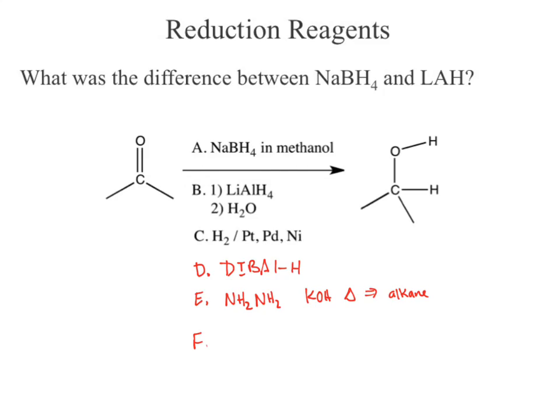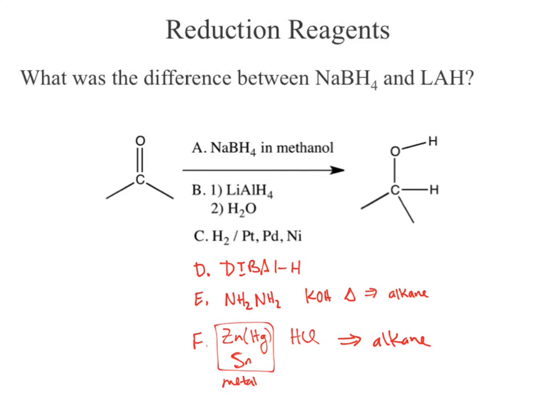Another reducing agent? You might see the zinc, mercury, and HCl. I've seen this one show up all over the place. Pretty much if I were you when taking a test, if I saw pretty much any metal with HCl, just reduce. And it typically takes it down to an alkane as well.